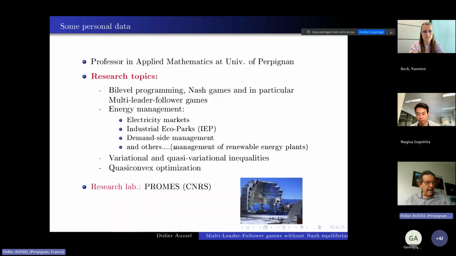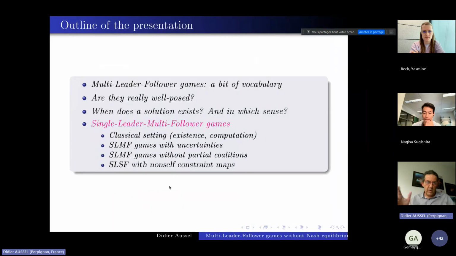I have the chance to be a member of a research lab which is a lab of energy. It's not a lab of math, it's a lab of energy, which provides me with very interesting opportunities to interact with people from energy, understanding their concerns, their problems, and exchanging with them on new developments. What I will present today is a bit about multi-leader-follower games, a bit of vocabulary, about well-posedness, and a bit of the classic setting, which is Nash. Then I will forget about Nash and go to other alternative modeling, which is, in my opinion, a very exciting open field where a lot of open questions are present.